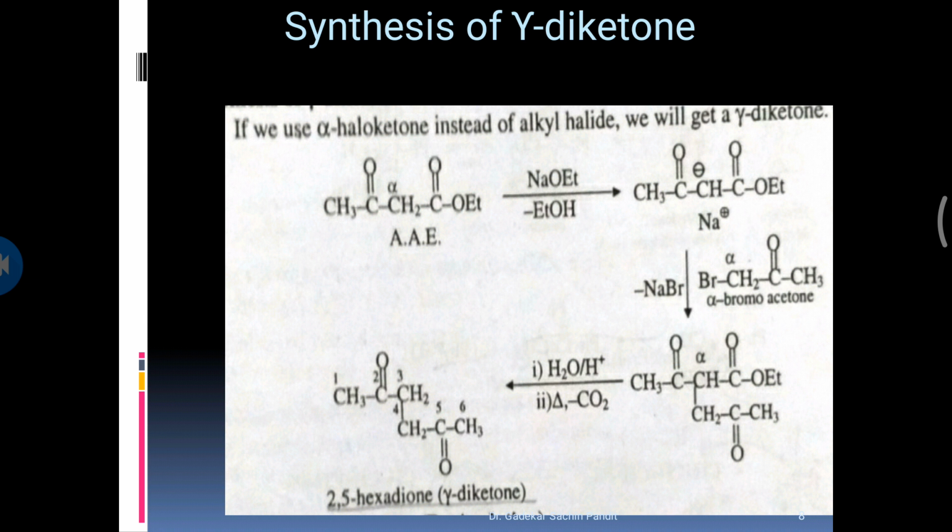Ethyl acetoacetic ester reacts with sodium ethoxide to form a carbanion enolate, and this reacts with an alpha bromo ketone to form the alkylation product, and then hydrolysis, heat, decomposition, and then protonation form 2,5-hexanedione, a gamma diketone.